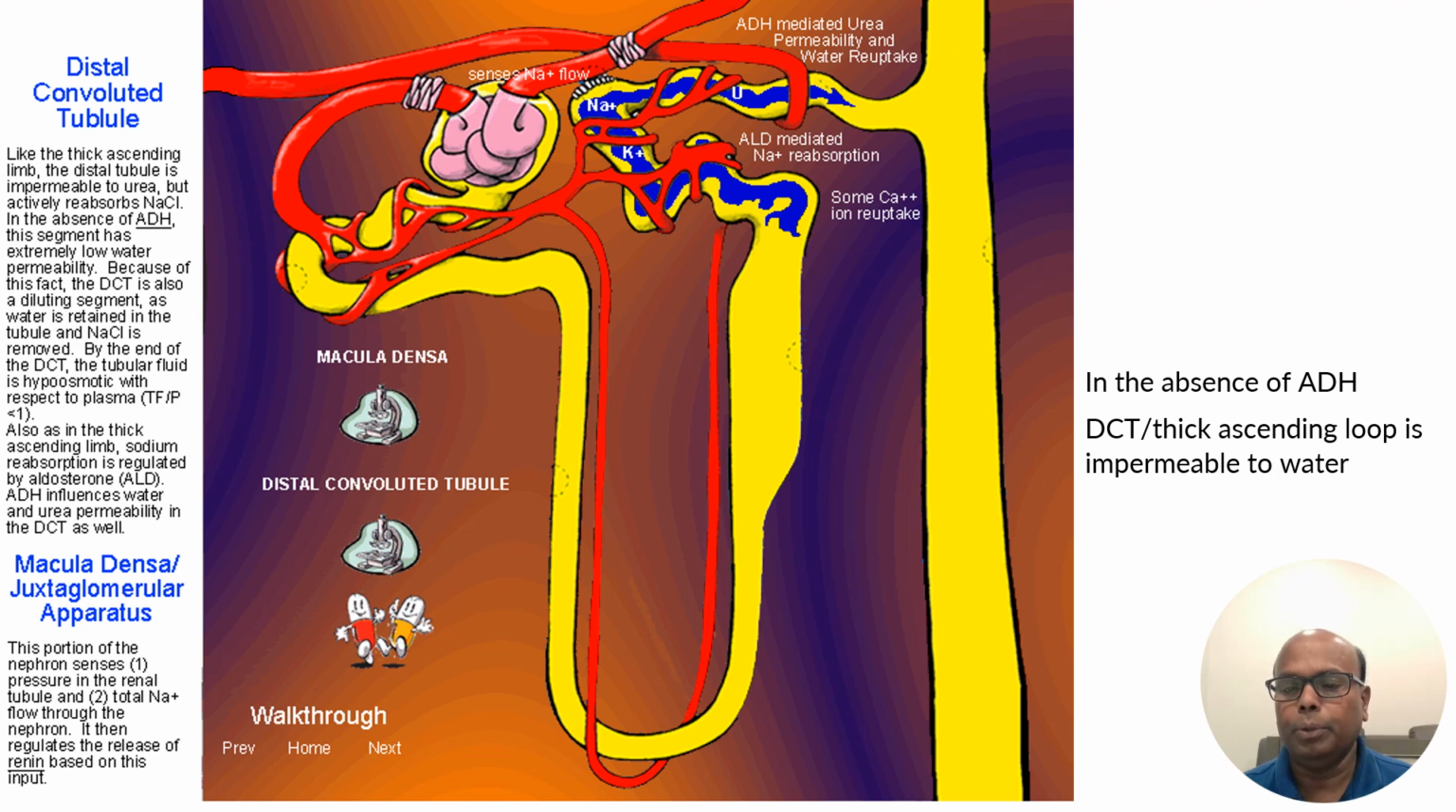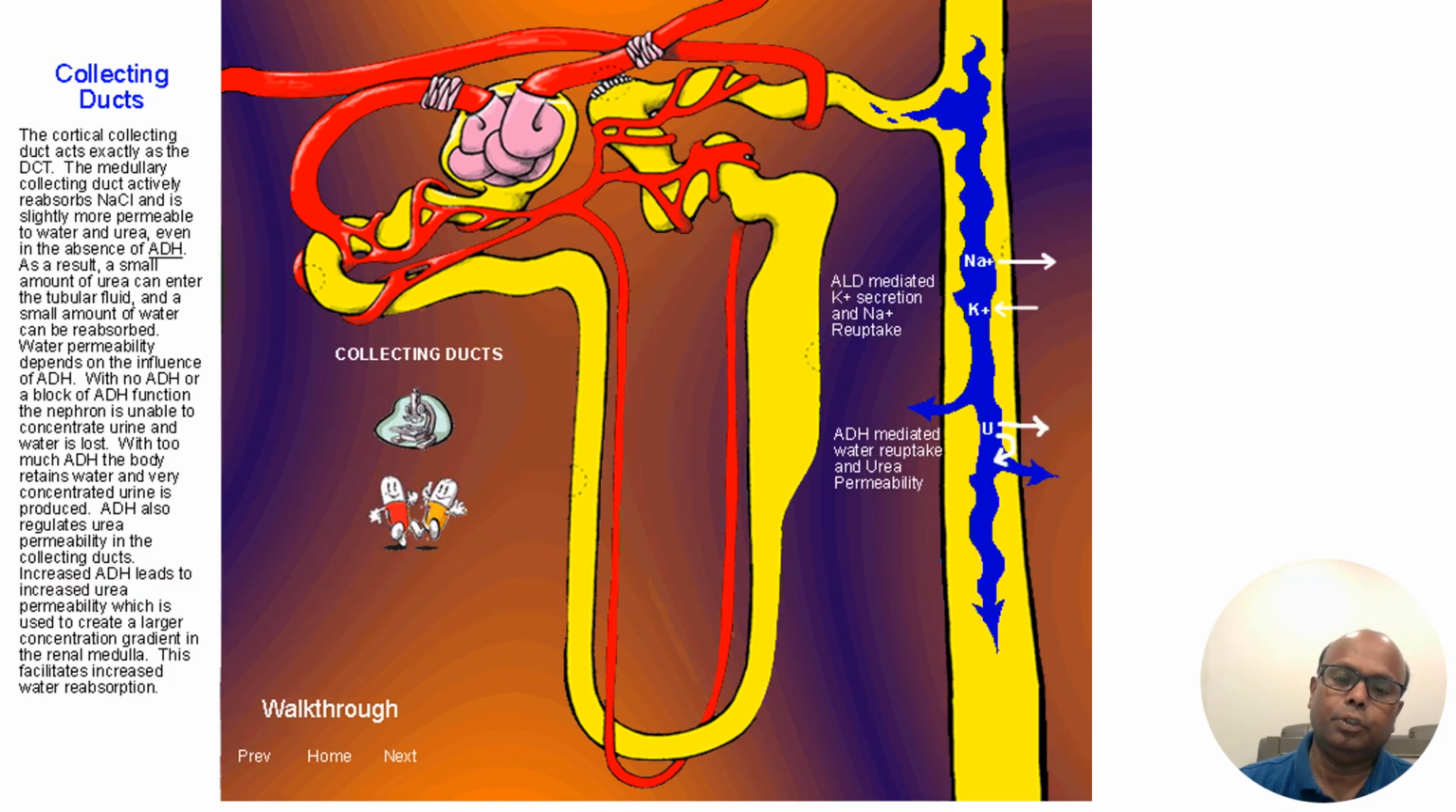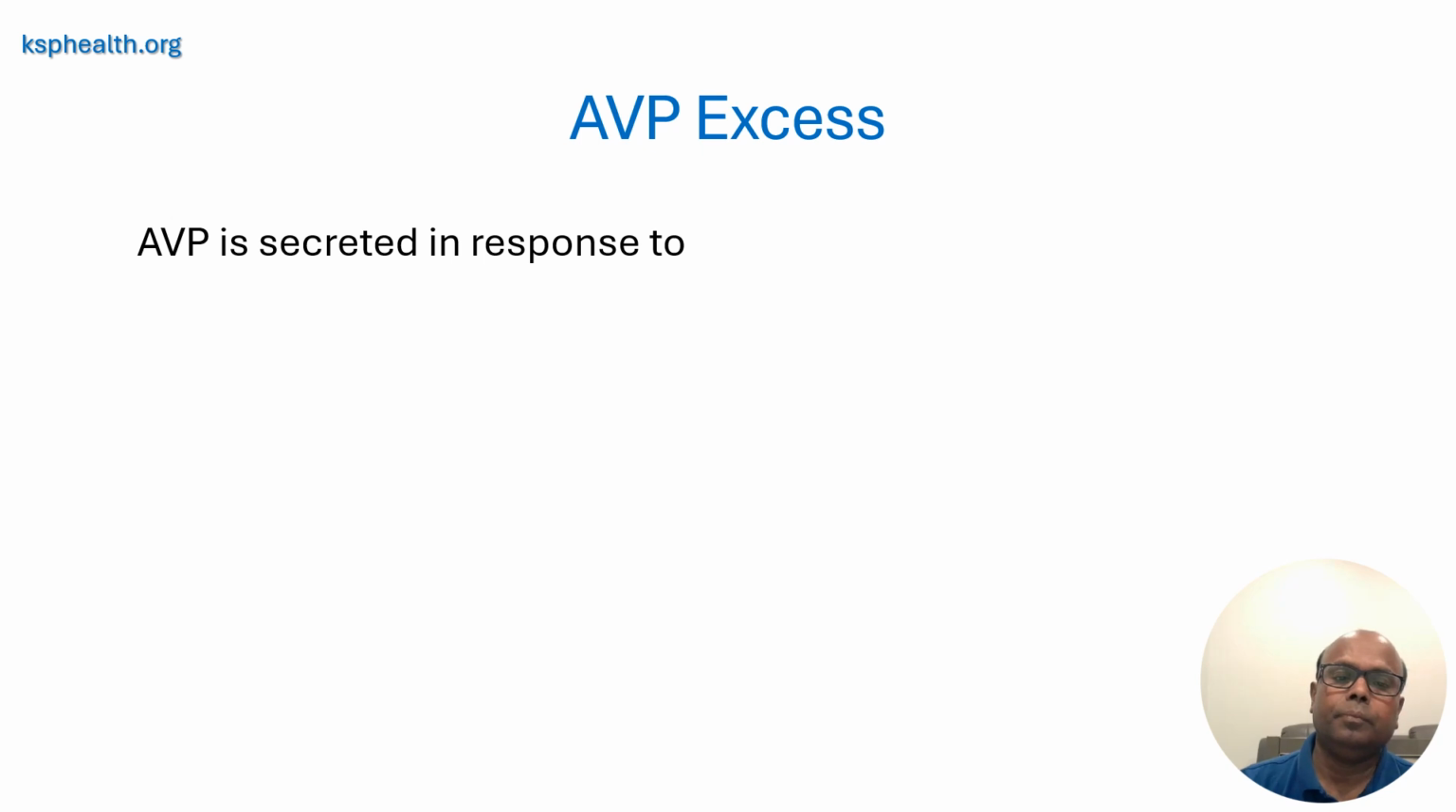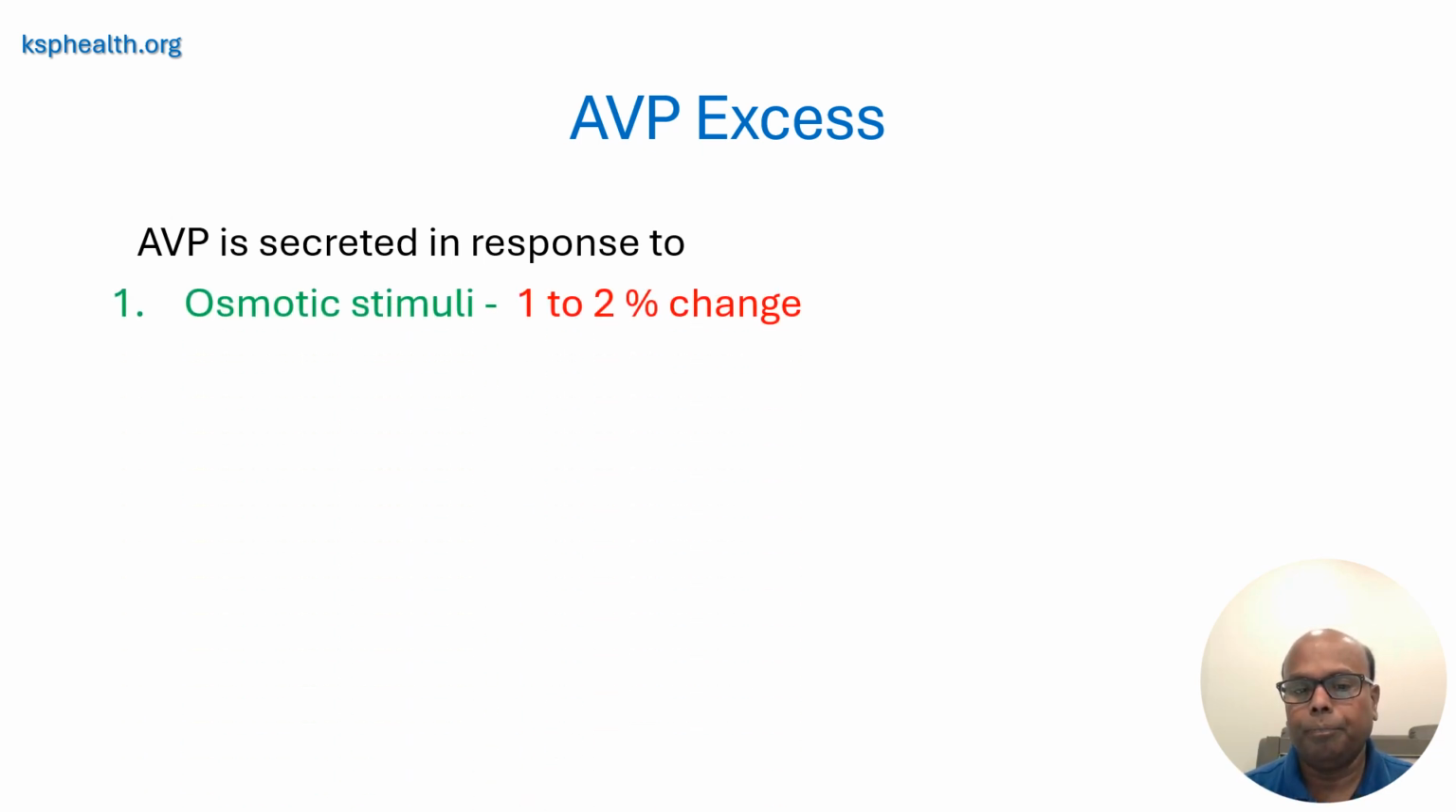In the distal convoluted tubule, in the absence of ADH, it is impermeable to water. In other words, ADH promotes water reabsorption in the distal convoluted tubule and also in the collecting duct. Arginine vasopressin, otherwise called antidiuretic hormone, is secreted in response to osmotic stimulus. When there is a 1 to 2% change in the osmotic value, it stimulates either the secretion or the shutdown of arginine vasopressin.